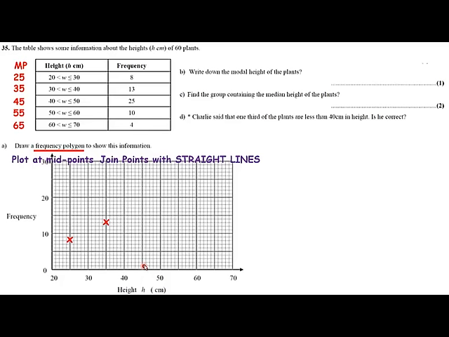Halfway between 40 and 50, and then up to 25. That's straightforward enough. 25 is going to be there. Now second to last one, 55 and up to 10, and then 65 and up to 4. That's going to be over there. Join these up with straight lines. There's your frequency polygon. That's straightforward enough.